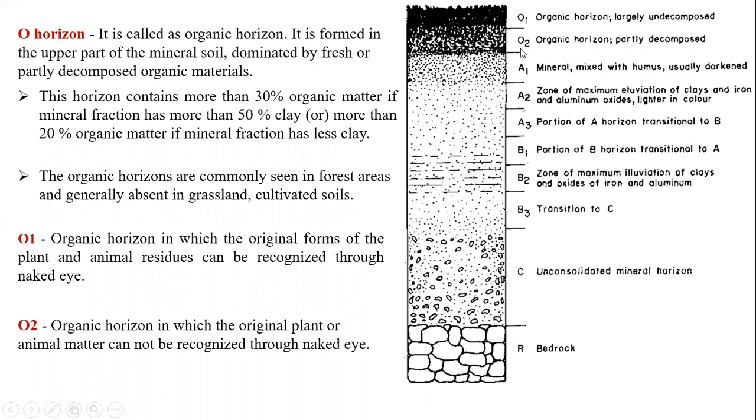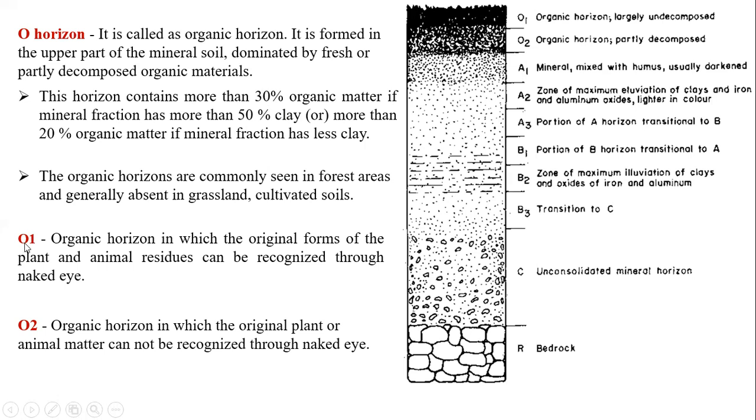First, students, we will see the O horizon. The O horizon is an organic horizon. It is mostly formed on the upper part of the mineral soil, dominated by fresh and partly decomposed organic matter. This type of horizon we can see only in forest areas, not in grasslands or cultivated soils. And how much organic matter does it contain? The horizon may contain more than 30% organic matter if the mineral fraction has more than 50% clay, or more than 20% organic matter if the mineral fraction has less clay. So overall the organic matter is roughly 20 to 30%, mostly we can say 30%.